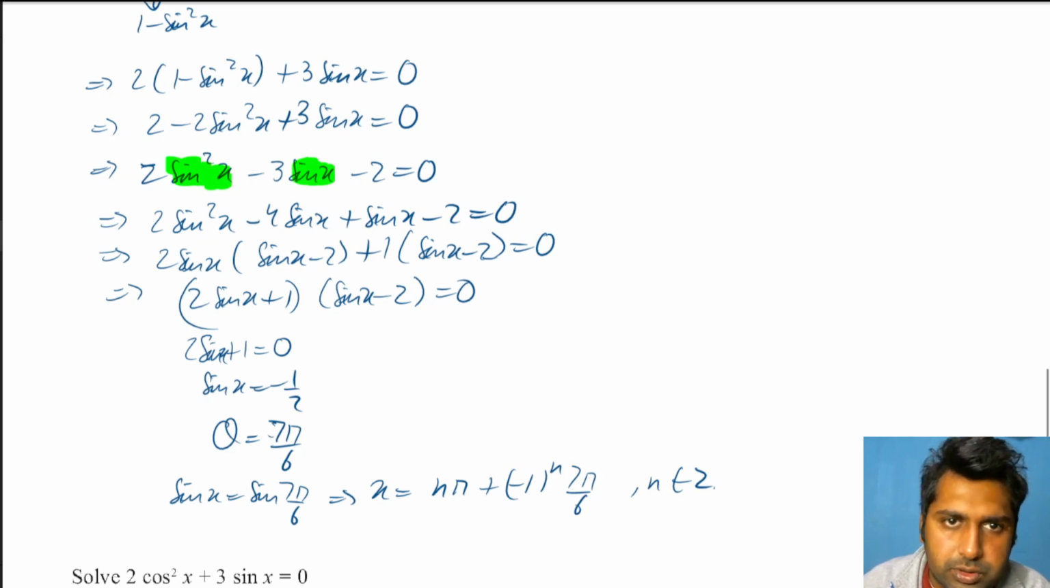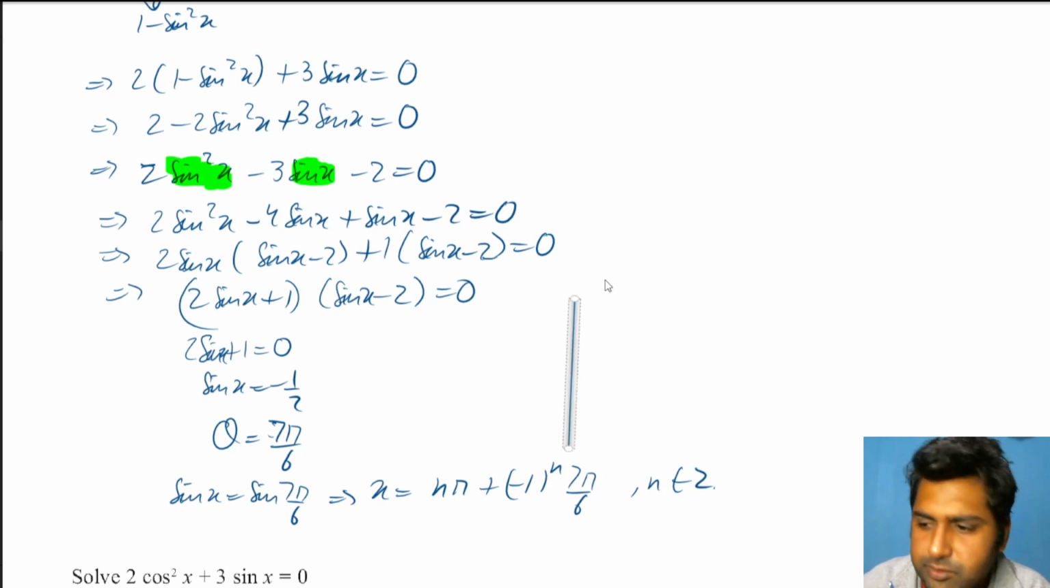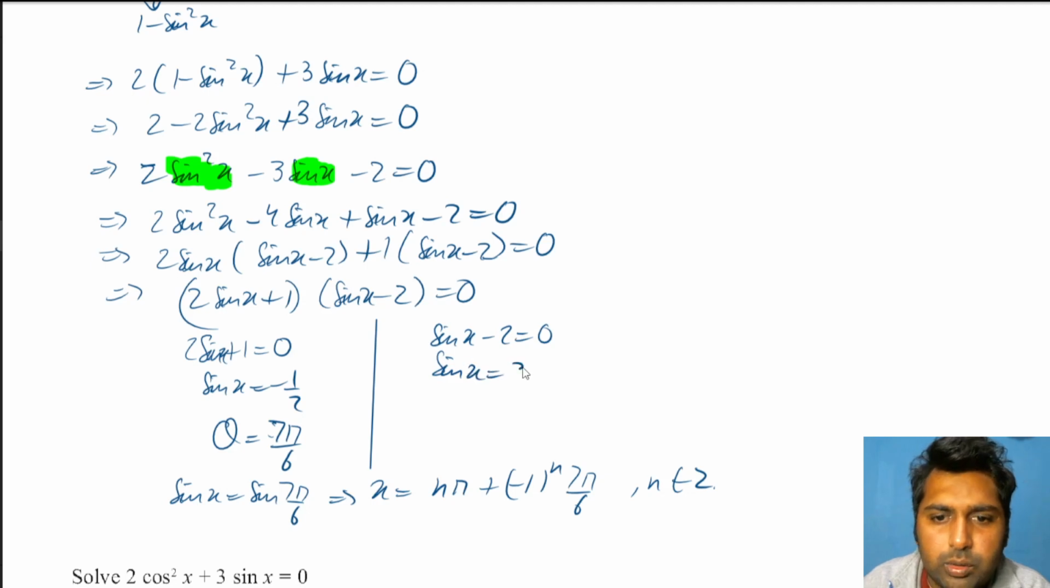This is half of the solution. But what about the other half? We have solved only 2 sine x plus 1 equal to 0. What about this? Let's solve it. Sine x minus 2 equal to 0. You'll get sine x equal to 2.